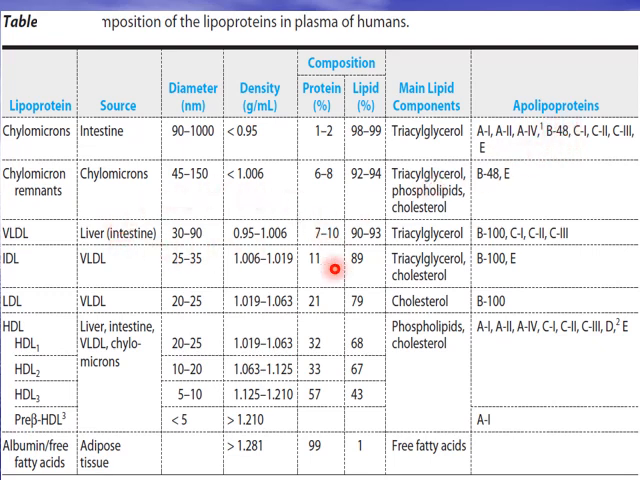So all these lipoproteins will be discussed in detail in the lipoprotein metabolism.